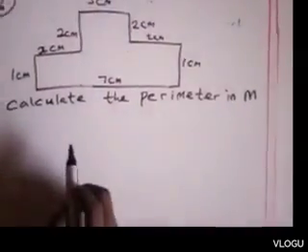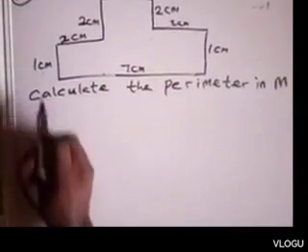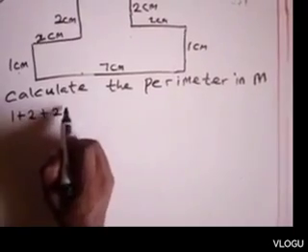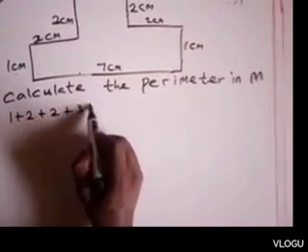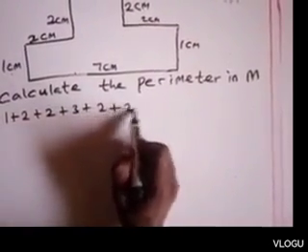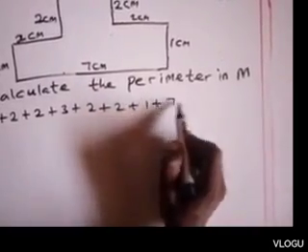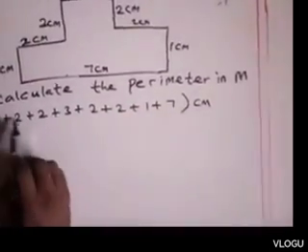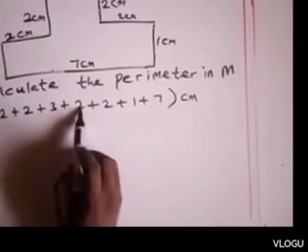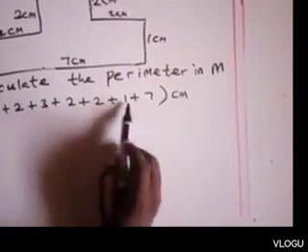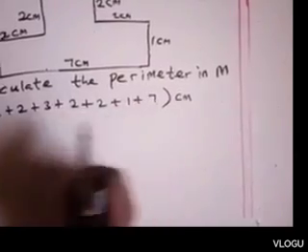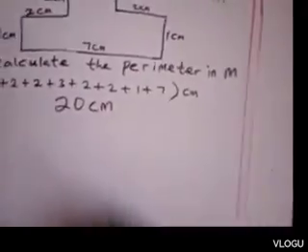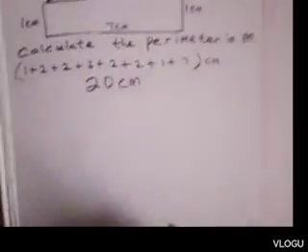So let's add it together. I will start from this place. 1 plus 2 plus 2 plus 3 plus 2 plus 2 plus 1 plus 7, all as centimeter for now. This is 3, 5, 8, 10. 10 plus 2, 12. 12 plus 1, 13. 13 plus 7, that is 20 centimeter. But we are asked to give an answer in meters.